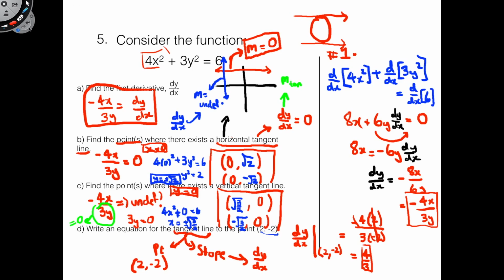And so our tangent line is going to be the following. If you put it in point-slope form, you're going to get the tangent line y equals 4/3 times (x minus 2) minus 2. And that would be your final answer for this problem.